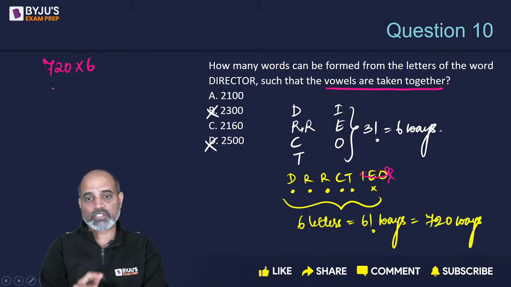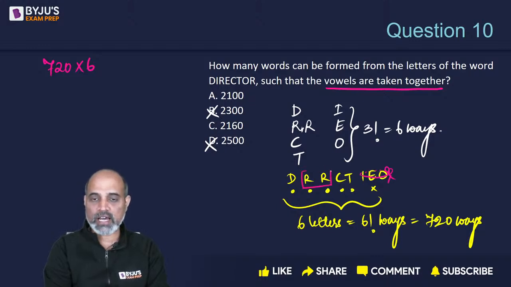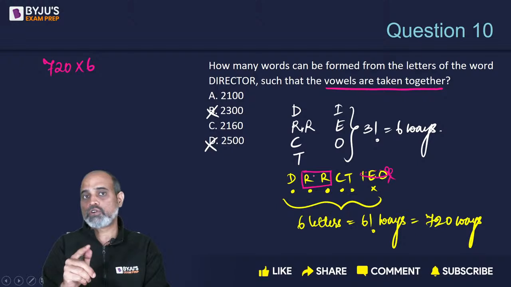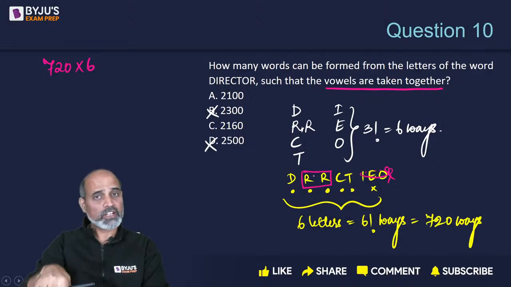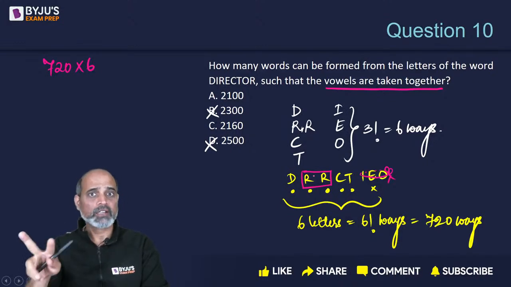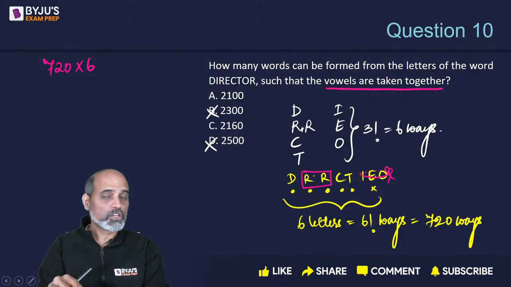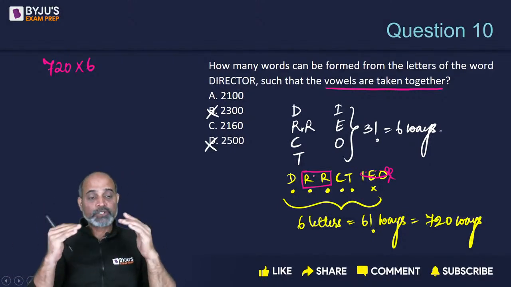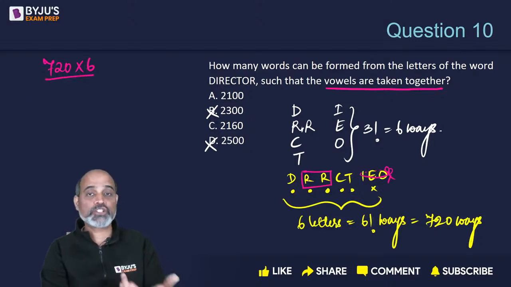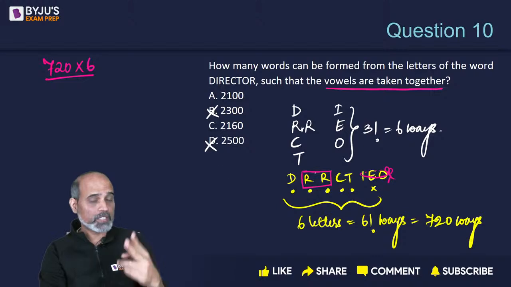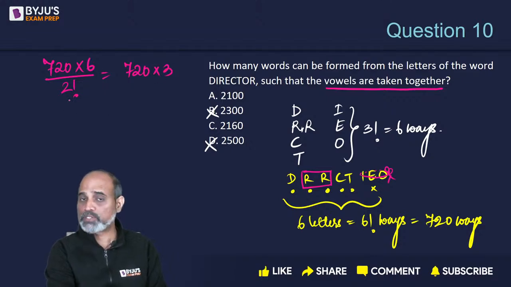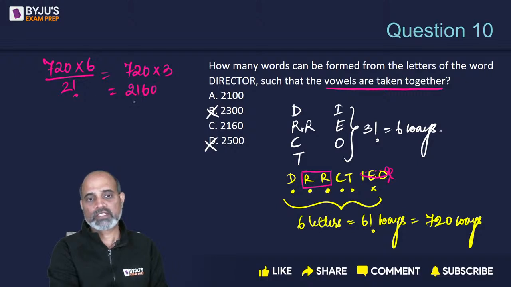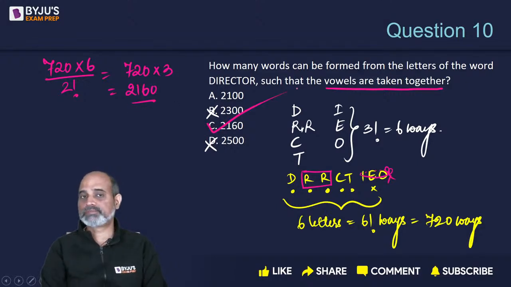But there is a catch. The catch is that the 2 letters R and R are the same. Which R is on the left and which R is on the right doesn't really matter. But the way we have solved it, we have treated the 2 R's as different letters, but they're not. So when this happens, whatever answer you get, you divide it by the factorial of the number of repetitions of the letter. Here R is repeated twice, so you divide by 2 factorial. So this actually becomes 720 into 3, because 2 factorial is 2 and 6 by 2 is 3, which will give us 2160. So C becomes our answer.